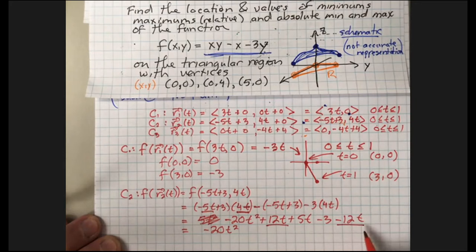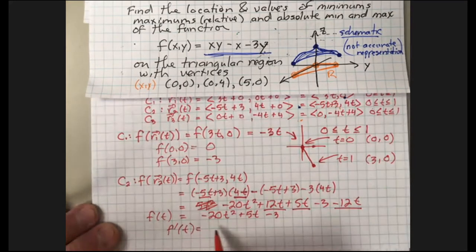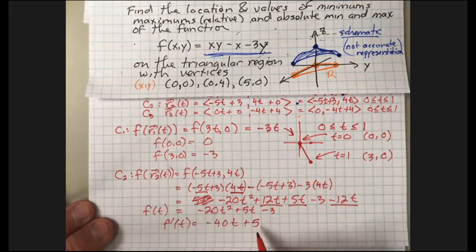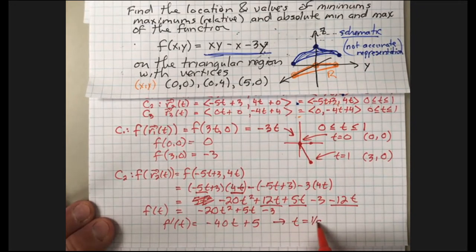12t minus 12t is no t's, except for this 5t right here. And then you have to subtract 3 right here. Now this is an actual parabola, opening downwards, so it could have a high point. What's the first derivative of this parabola? It's minus 40t plus 5. And that tells me that I'm interested in t equals 1/8.